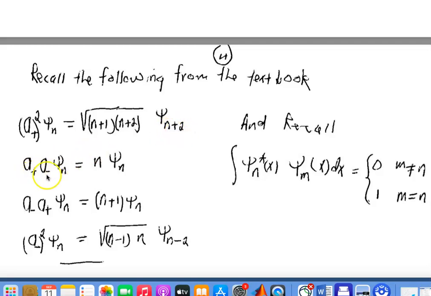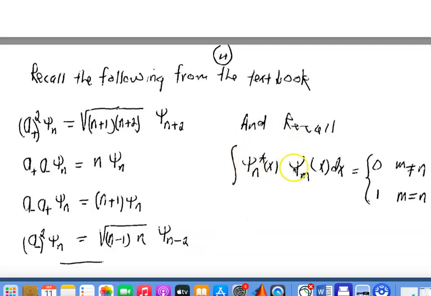Now the lowering times the raising on psi n gives you just n times psi sub n. The raising times the lowering, in that order, on psi n gives you the quantity n plus 1 times psi n. And two consecutive a negatives on psi sub n give you the square root of the quantity n minus 1 times n, psi sub n minus 2.